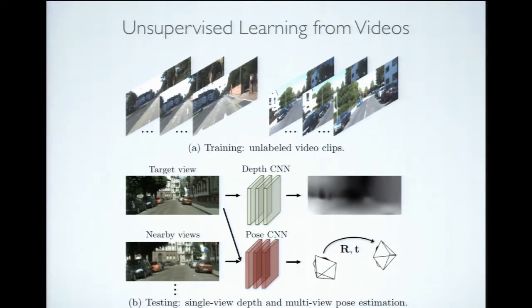More specifically, from a large set of unlabeled video clips, our goal is to train both a single view depth CNN that infers per pixel depth from a single input image, and a pose CNN that infers the relative camera transformation between a set of input views. While the depth and the pose CNNs are trained jointly at training time, they can be applied independently at test time.